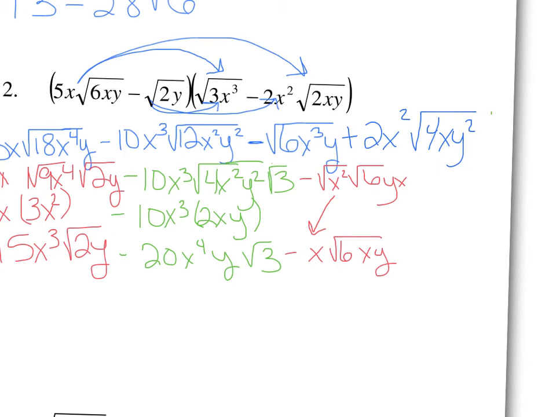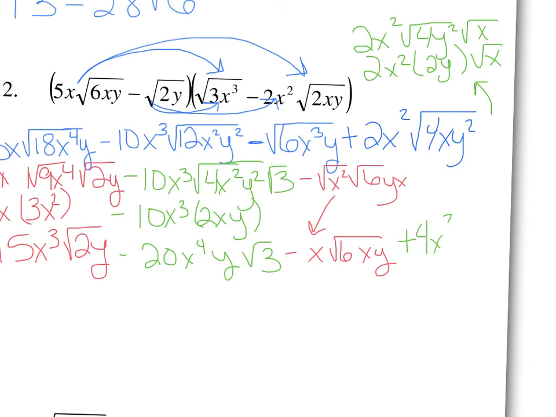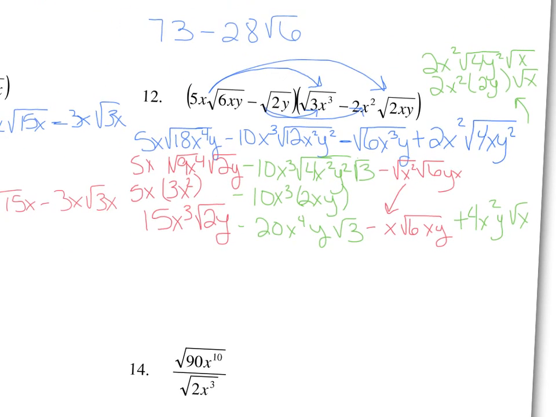So this last term I'm actually going to do up here, and then we'll carry it down. If I simplify it up here, then we can carry it down here. So we're going to have 2x squared, and the 4 is perfect. The x is not perfect. The y squared is perfect. So 2x squared times 2y, and the square root of x is still there. So that makes 4x squared y square root of x. Whew. That was fun.